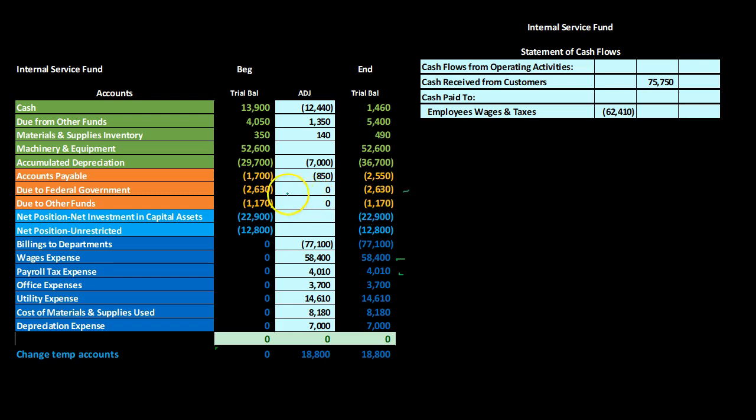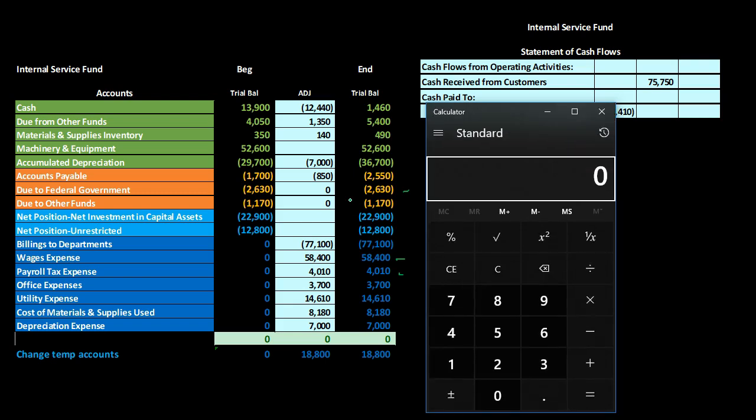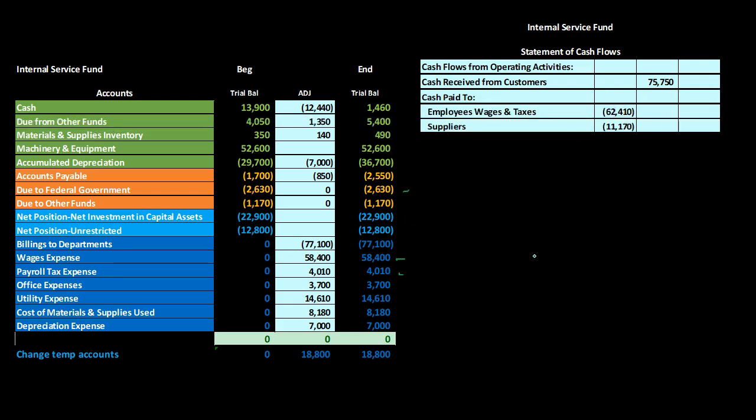Now, these two, of course, are the same. So the beginning and ending are the same. So all we need to do then is add up the 58.4 and the 40,410 to give us the 61,410. So there's the 61,410.